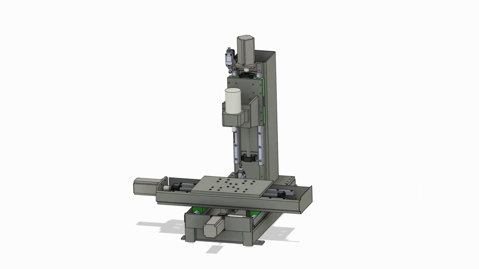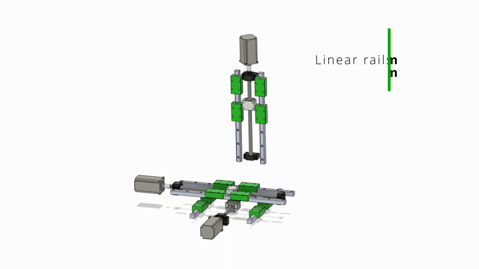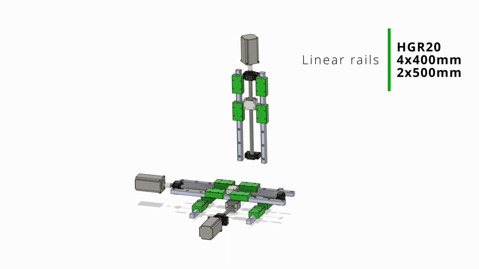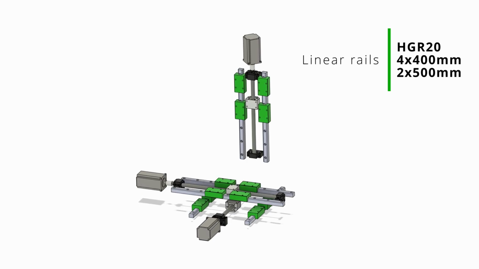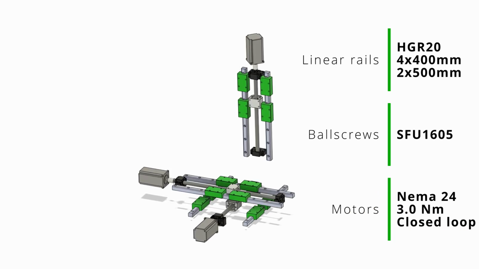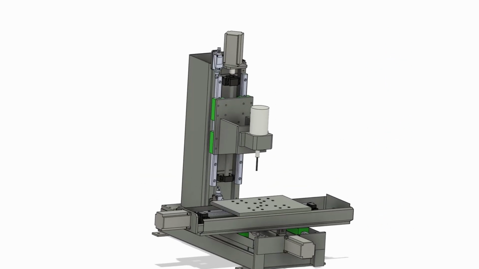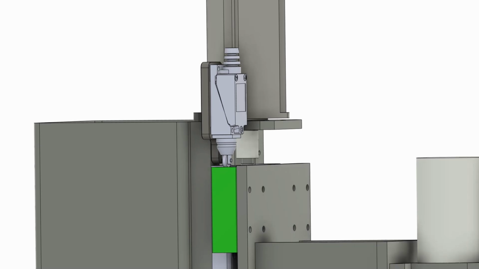Now I've gone over the machine components in earlier videos, but I'm going to list them all here for convenience. HGR20 rails everywhere with corresponding sleds, 400mm long on Y and Z axis and 500 on the X axis. Ball screws are SFU 1605 with matching lengths. Motors used here are NEMA24 closed loop steppers, but in a set with driver. Limit switches are ME8112s. Mounts for all the limit switches have been 3D printed.